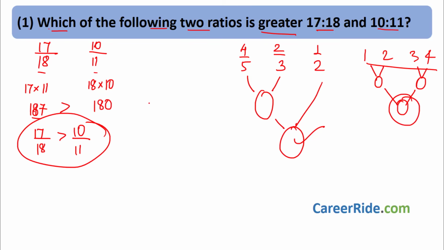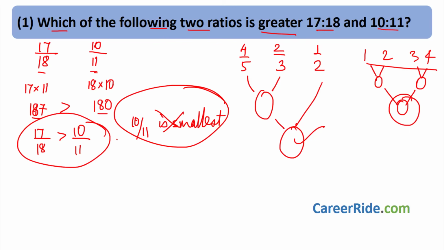If they would have asked which is the smallest one, what we would have said? Right hand side is smaller than left hand side. So right hand side equation must be smaller than left hand side equation. So 10/11 is smallest. If they would have asked smallest, but here they have asked greatest. So 17/18 is greatest. See how easy it is.